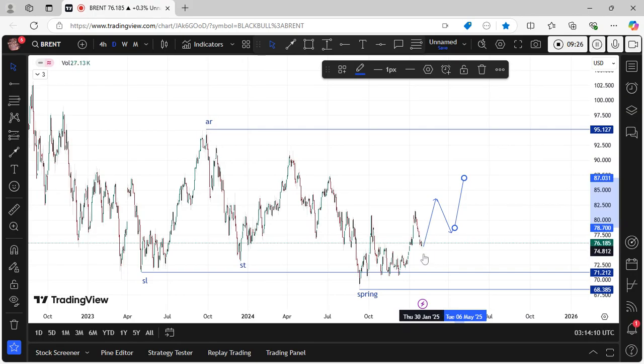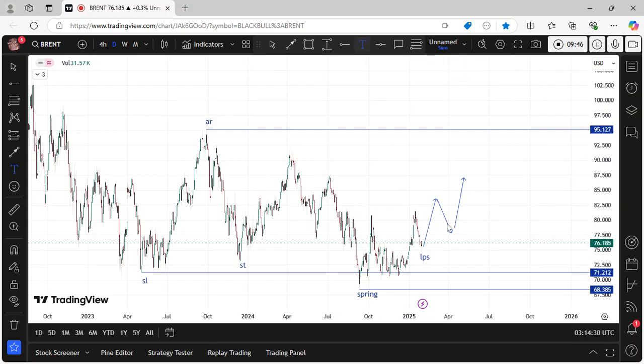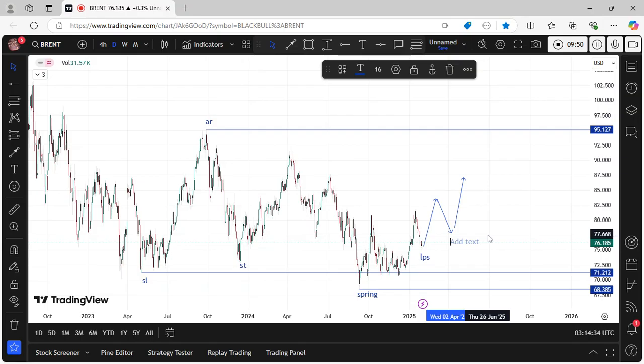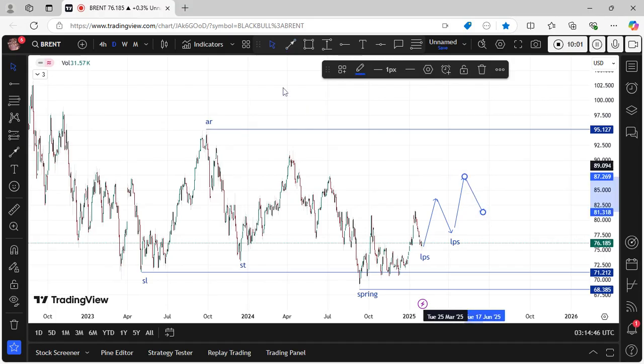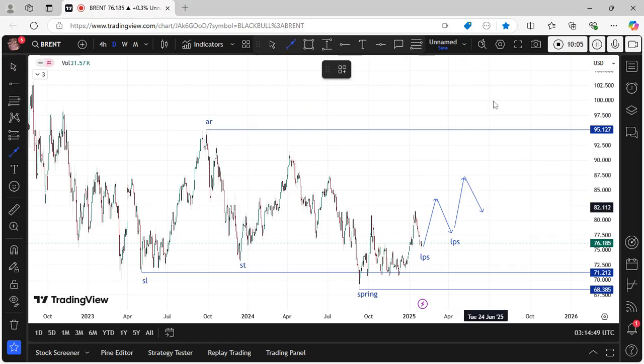Now, where you have a drawdown in a bull run, when there is a change of market sentiment from the spring point, what you have is your last point of supply. That is LPS. You keep having this LPS until price breaks out of this trading range, until price eventually breaks above this trading range.